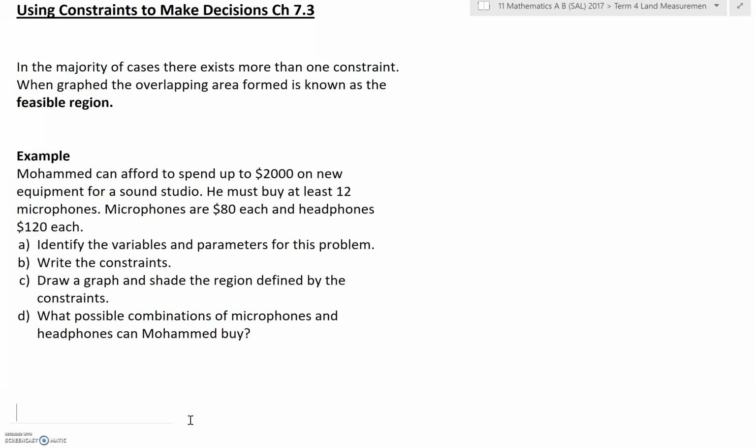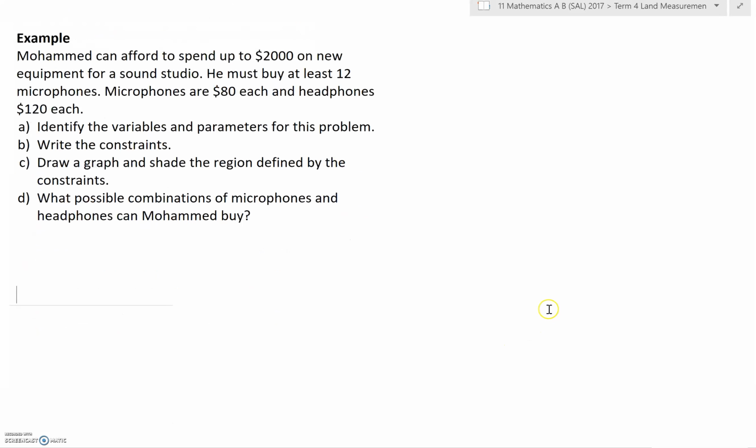So let's look at a problem and work through it. In this problem, Mohammed can afford to spend up to $2,000 on new equipment for a sound studio. He must buy at least 12 microphones. Microphones are $80 each and headphones are $120 each. So let's work through the problem that we've got here.